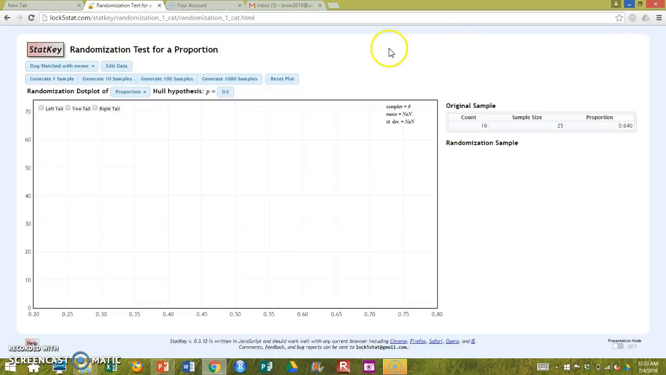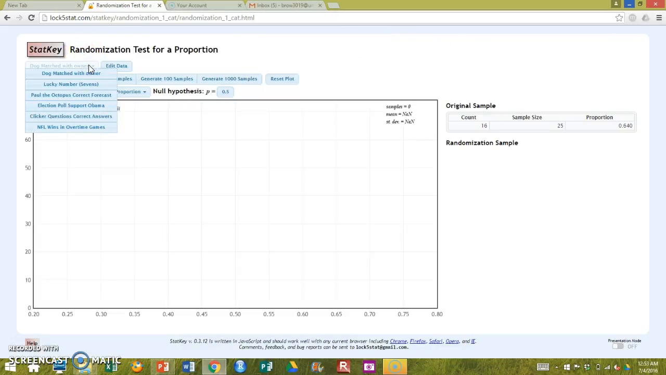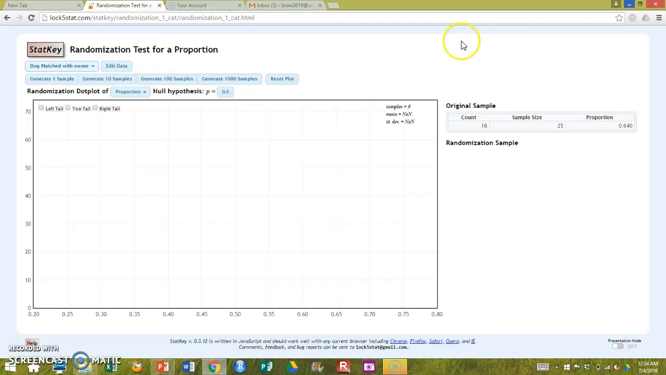Great. So fortunately for this example, it is the default example in the StatKey randomization test for proportion. So here it is, dog matched with owner, it's already in. And just some things to notice here. Here's our original sample data. Here's our sample data, 16 out of 25, or a sample proportion of matching dogs to owners of 0.64, or 64%.